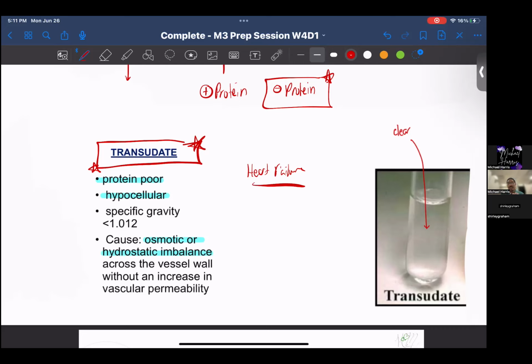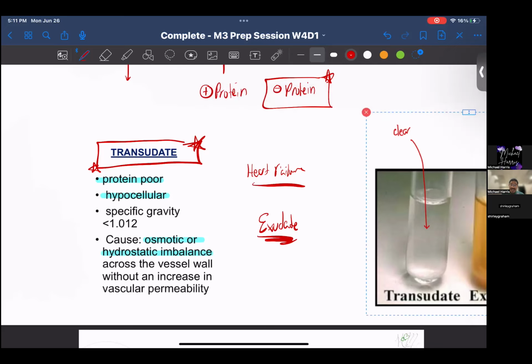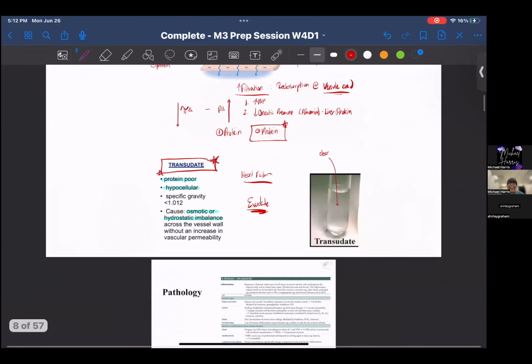Okay. So that's the big difference between a transudate and the next one we're going to talk about, which is known as an exudate. Whenever you see transudate, it's not due to trauma or an infection. Exudates are always due to trauma or infections. And we're going to talk about why that is.